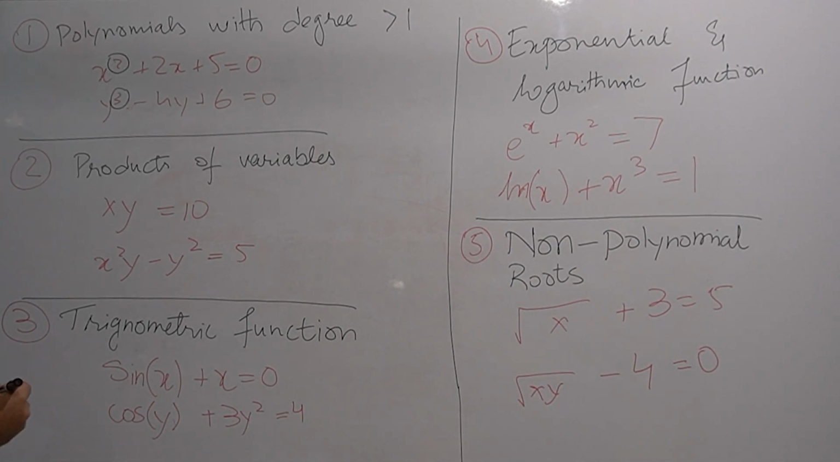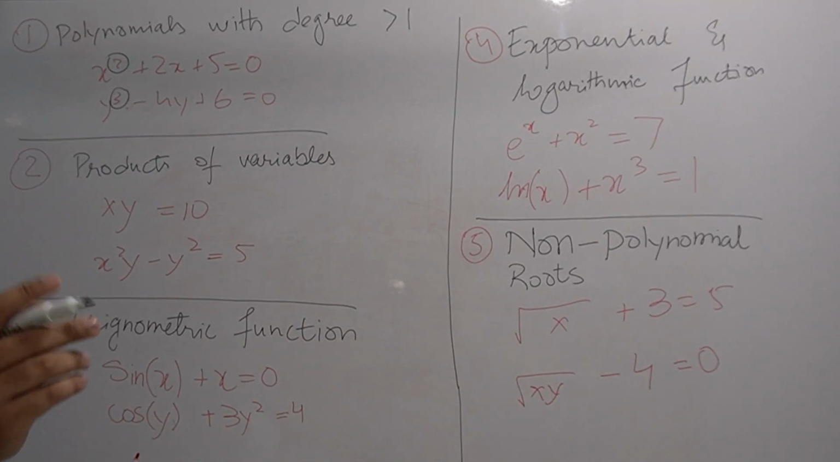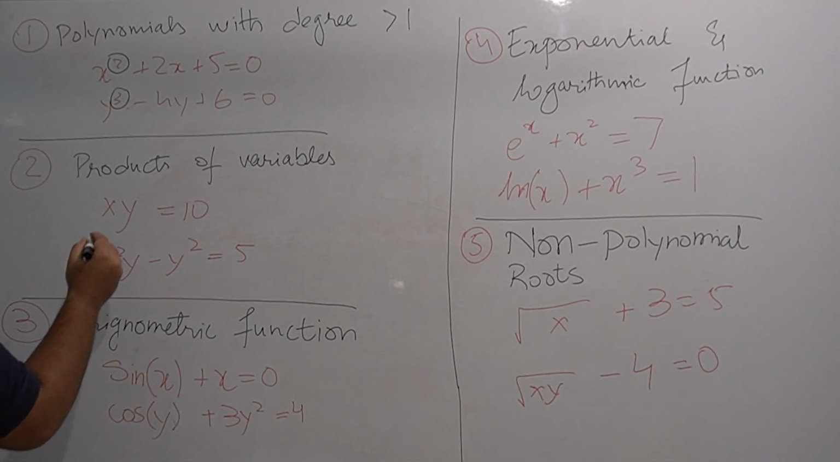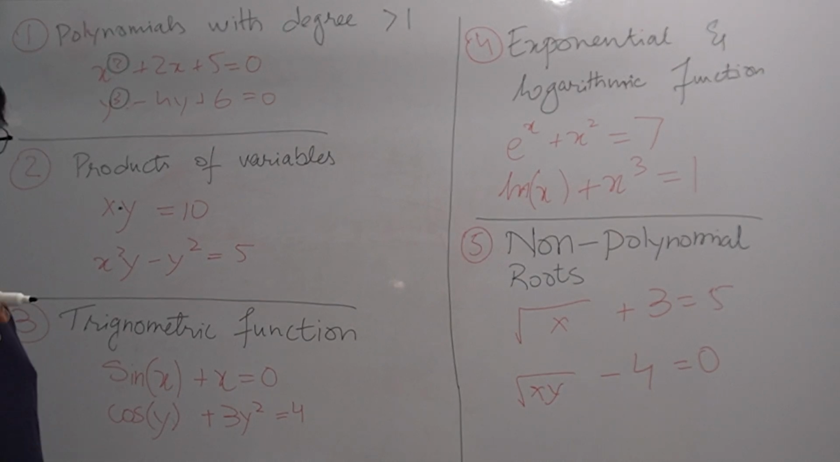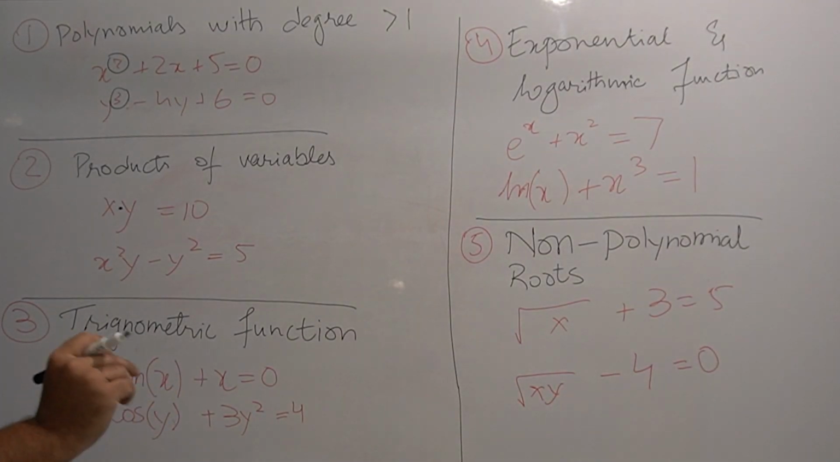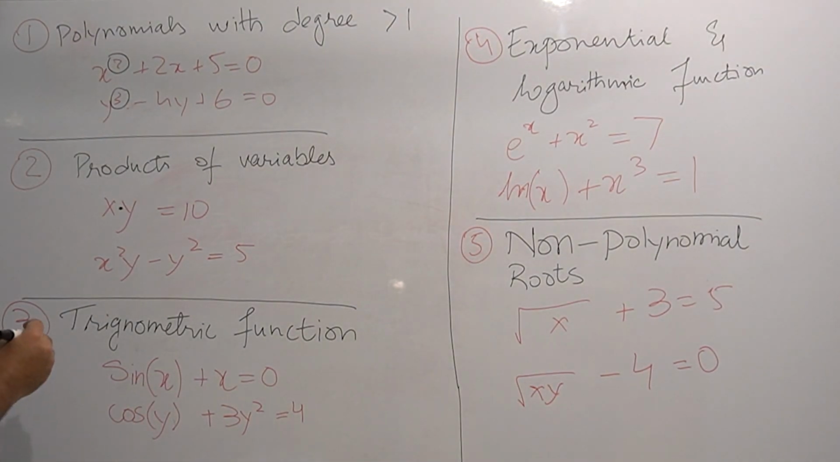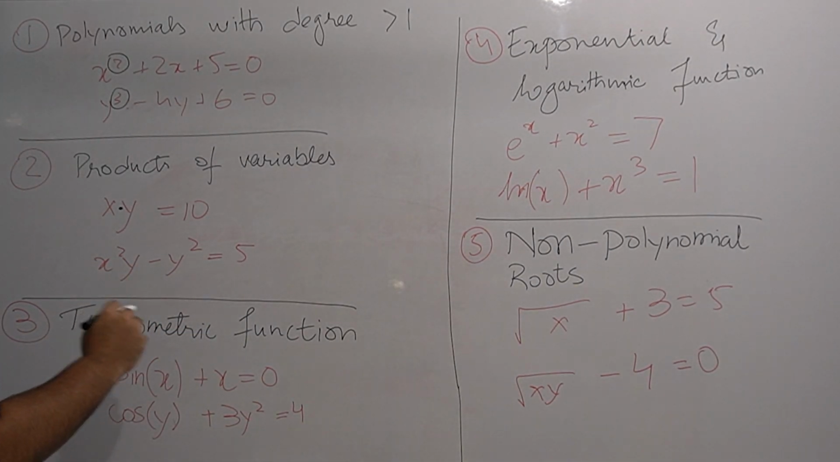The second point is the product of variables. It's a very interesting case, since we have both unknowns, x and y, and they also have degree 1. But here they are multiplied: x multiplied by y. No two variables should multiply with themselves or with each other. Both x and y are unknown variables, so this makes the equation non-linear.